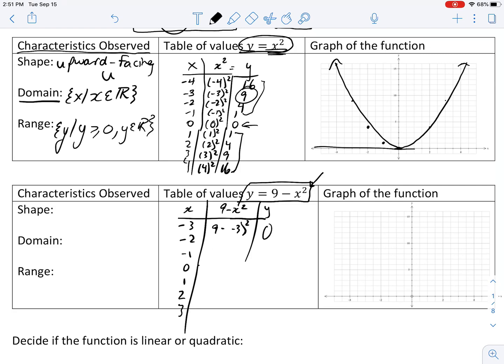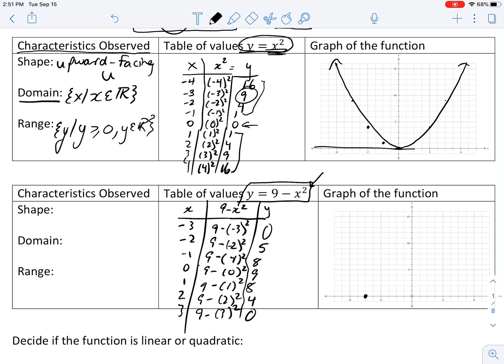Okay, and now I'm going to go 9 minus (-2) squared. Well, that's 9 minus 4, which is 5. 9 minus (-1) squared. 9 minus 1 is 8. 9 minus 0 squared is 9. And you can see that I'm going to get, again, that symmetry, right? The same numbers. 9 minus 3 squared, 9 minus 9 is 0. So let's plot those points. (-3, 0) is right here.